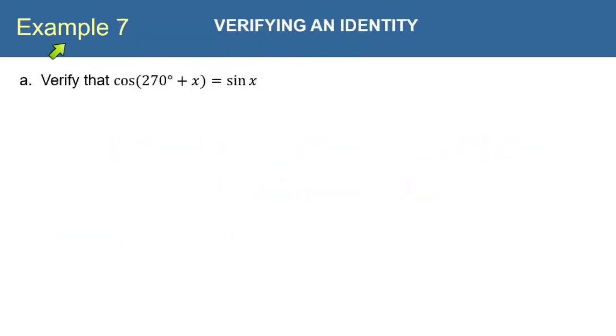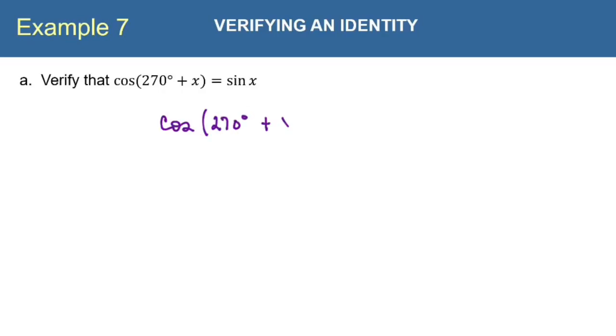In example 7, it says verify that the cosine of 270 degrees plus x is equal to the sine of x. Now you remember verifying from our previous section, and you know that when we verify an identity, we choose which side we want to work with and we copy down that side, and then we either use identities or algebra to simplify until we can make the side we're working with look like the other side. Now you'll remember that we always started with the more complicated side. Here I think you can see that the left side is more complicated than the right side.